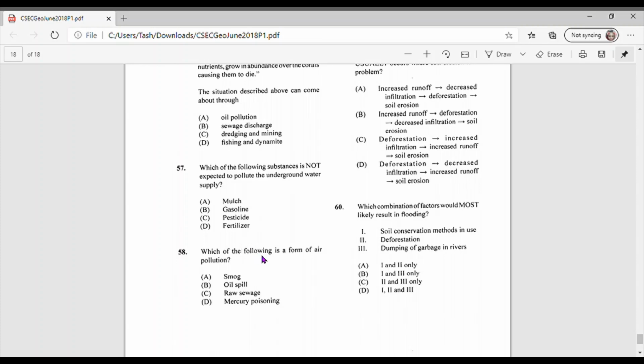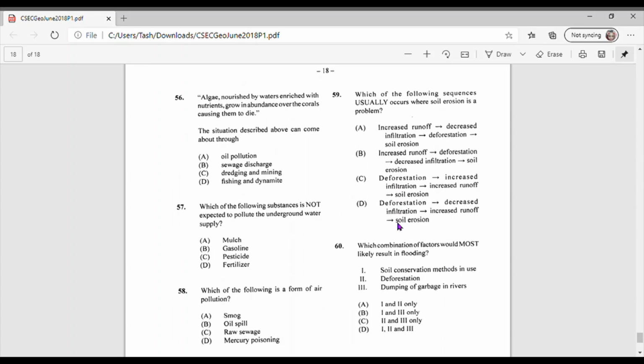58. Which of the following is a form of air pollution? A. Smog, B. Oil spill, C. Raw sewage, D. Mercury poisoning. So the only one that affects the air, since it says air pollution, would have been smog here. That is letter A.